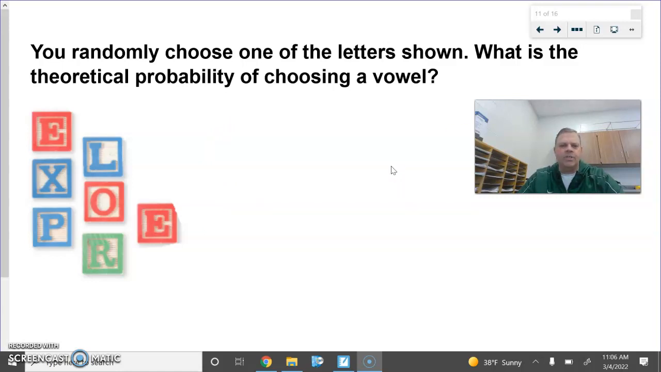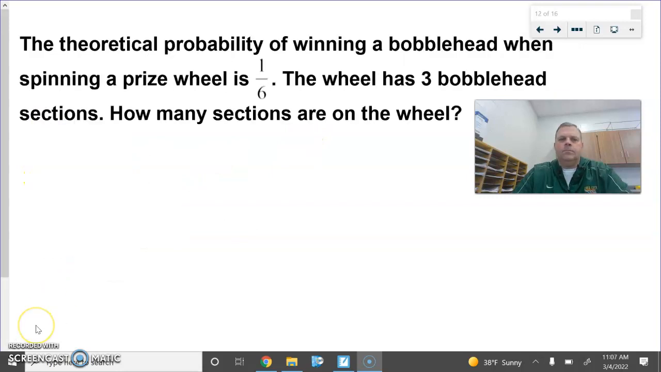My next question is, what would be the theoretical probability of choosing an X? Turn to your neighbor and tell them, please. We would have 1 out of 7 that would actually choose an X, so 1/7 would be that probability.